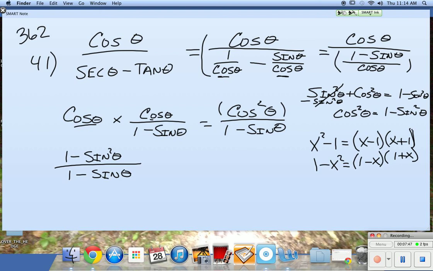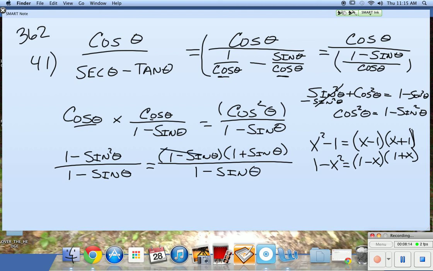It's 1 minus, and we say sine squared here, but it's really like an x squared, right? So we can break this out into 1 minus sine of theta, 1 plus sine of theta, all divided by 1 minus sine of theta. At this point, my 1 minus sines of theta can cross out, and I'm left with 1 plus sine of theta.